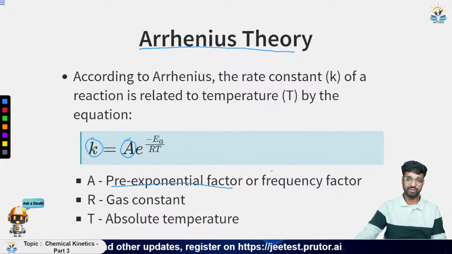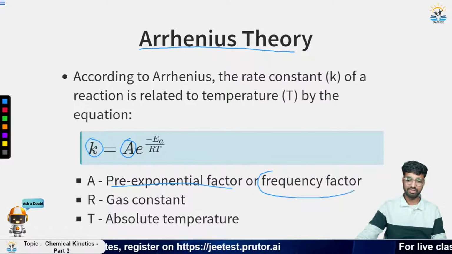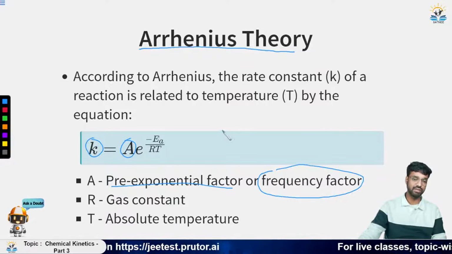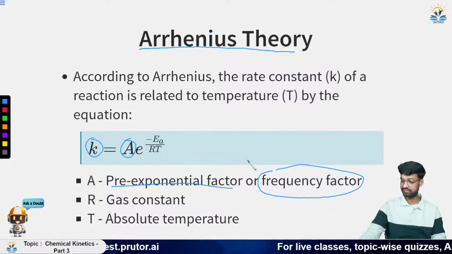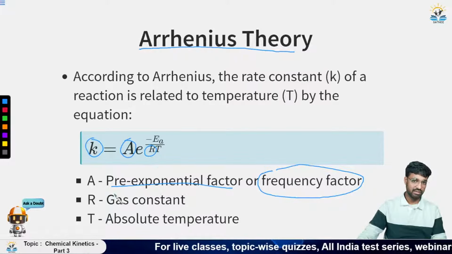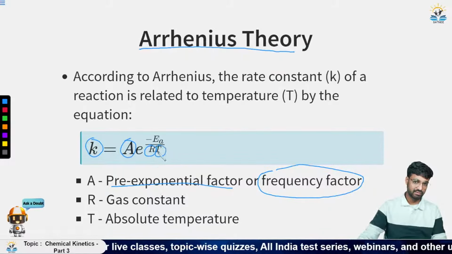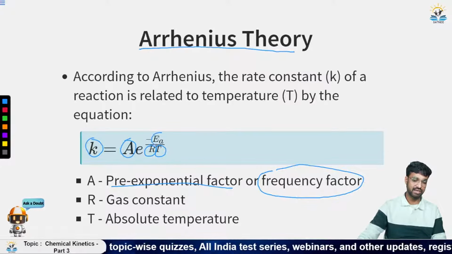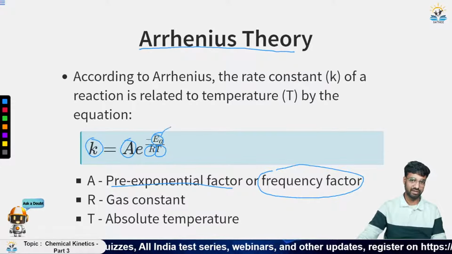So do not get confused if some other name is used. Suppose in a question you are given the frequency factor of something, it is nothing but the pre-exponential factor, or the value of A. Then we have R, the gas constant, and T, the absolute temperature, and Ea, the activation energy we have seen earlier. So this is the activation energy only.